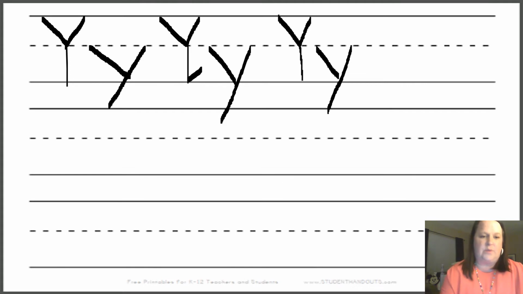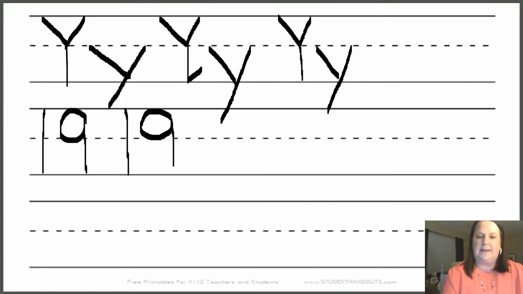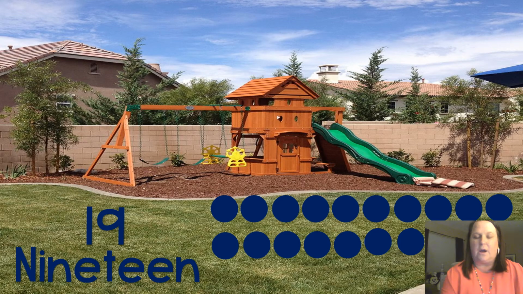We'll also practice writing the number 19. When we write the 19, we write a 1 and a 9. A 1 and a 9. 1 and a 9. Those are the things that were on this week. All right, that's 19. Let's count to 20 today.